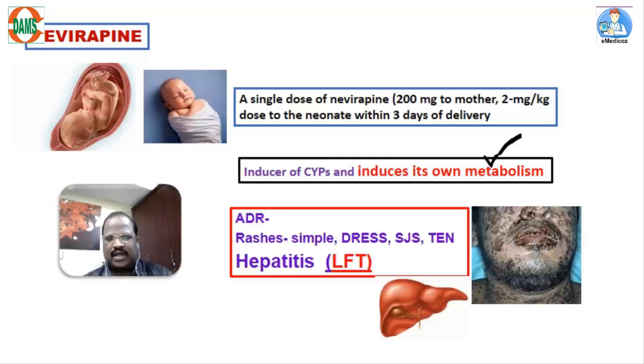Coming to the adverse effects, the common adverse effect of all NNRTIs is skin rashes. So Nevirapine also causes skin rashes. The rashes may be simple, sometimes a serious form in the form of DRESS, that means drug-induced rashes with eosinophilia and systemic symptoms. That means a severe form of hypersensitivity reaction in the form of Stevens-Johnson syndrome or toxic epidermal necrolysis. That's an important hypersensitivity reaction. And Nevirapine, in addition to the skin rash problem, also causes hepatotoxicity, hepatitis. That means whenever a patient is on Nevirapine, advise periodic liver function tests. So remember, Nevirapine causes hypersensitivity reactions in the form of skin rashes and also one more important problem, liver toxicity.